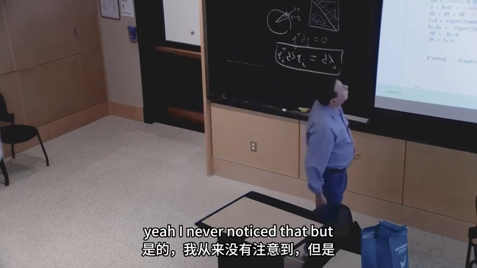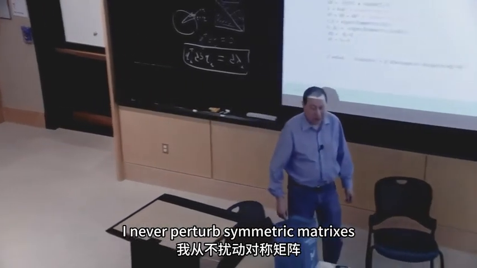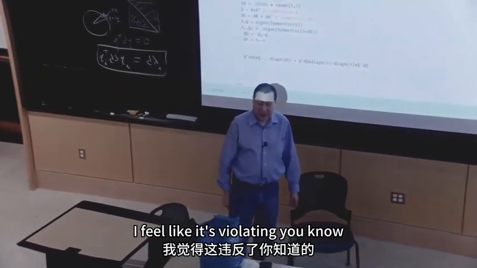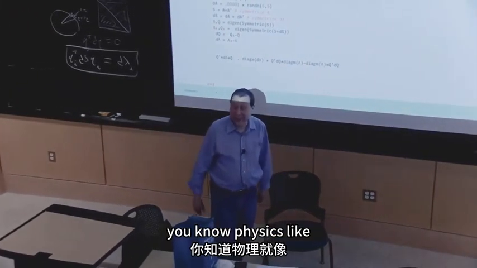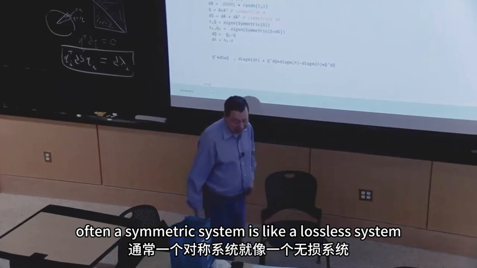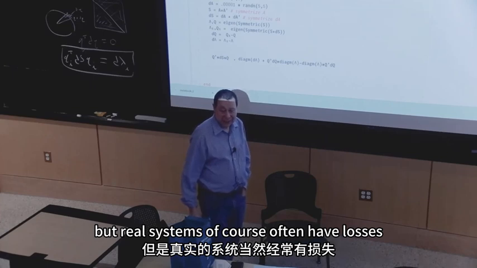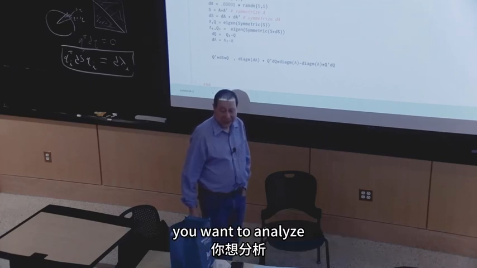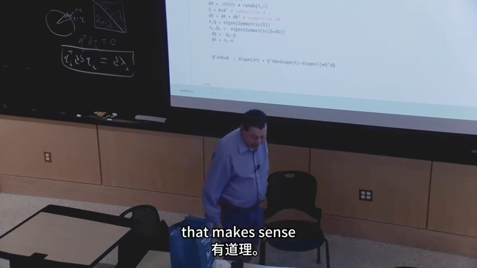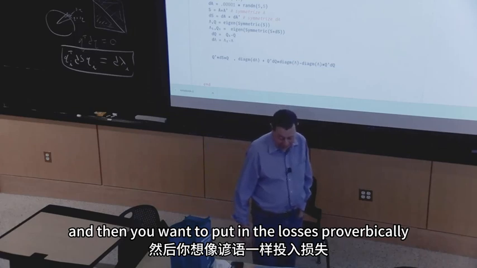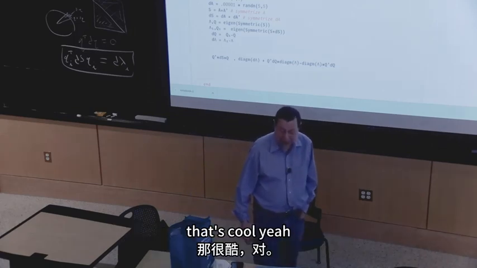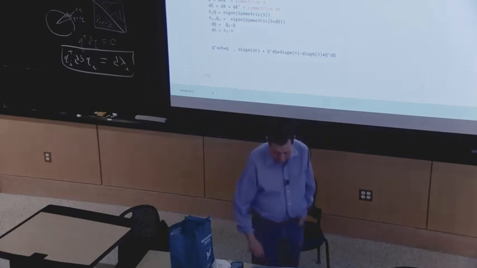Yeah, I never noticed that, but I never perturb symmetric matrices non-symmetrically. You perturb? I feel like it's violating the... In physics, often a symmetric system is like a lossless system, like a lossless vibrating system. But real systems, of course, often have losses, but the losses are small. So you want to analyze the losses. That makes sense. You analyze where it's easy, and then you want to put in the losses perturbatively. That's cool, yeah. So it's nice.